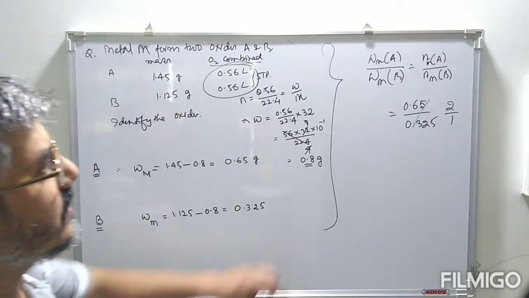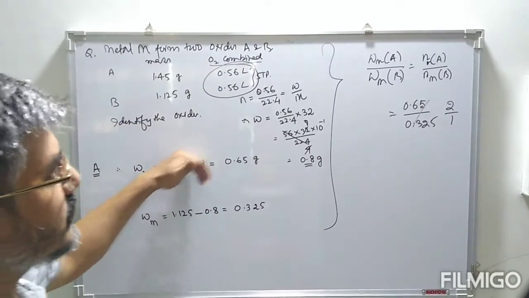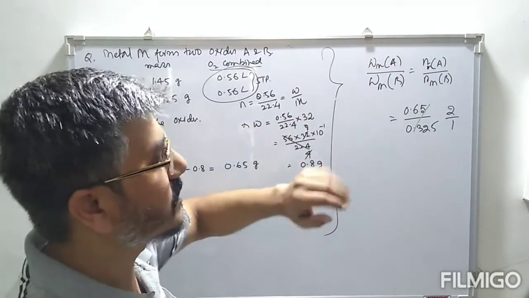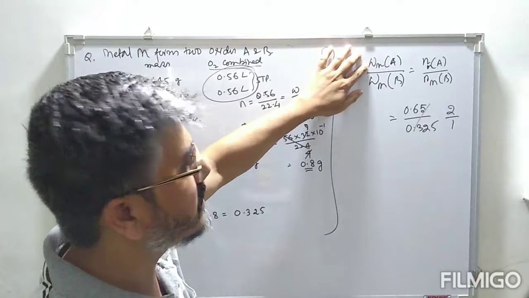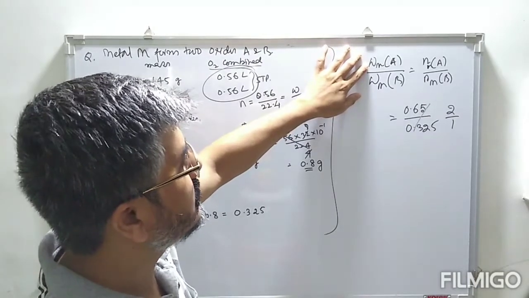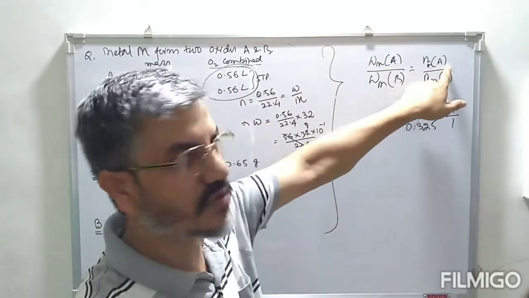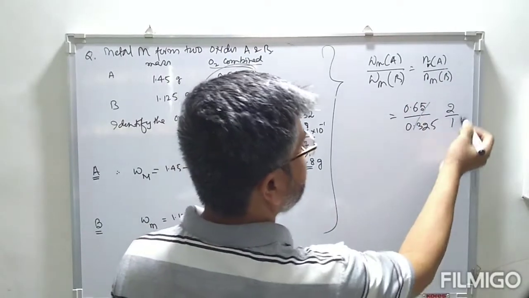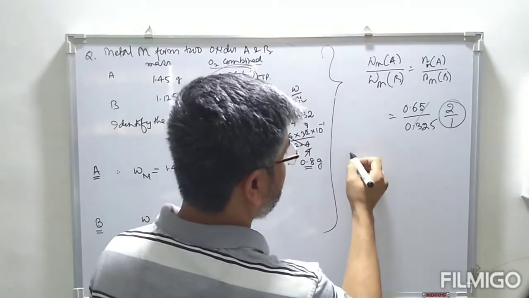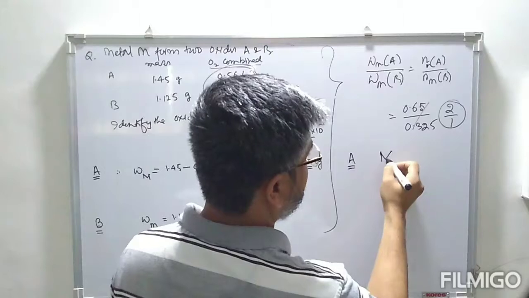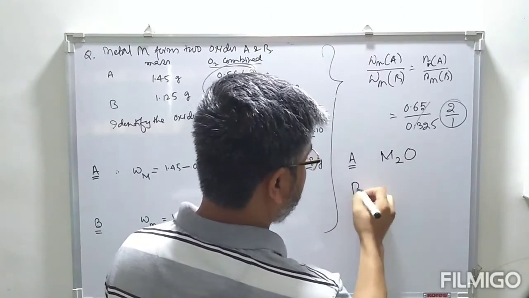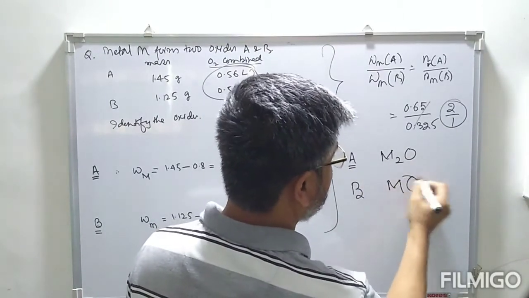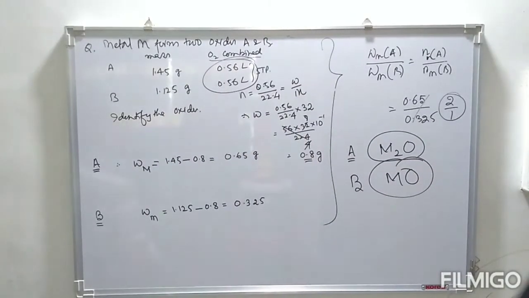Now, since we have to define the formula, we convert this mass into molar mass. So number of moles, we divide each by molecular mass. So mass divided by molecular mass comes out to be number of moles. So mole ratio of metal in A and B is 2:1. Therefore, formula of A is M2O and that of B is M4. So this is how we derive the formula of the compound.